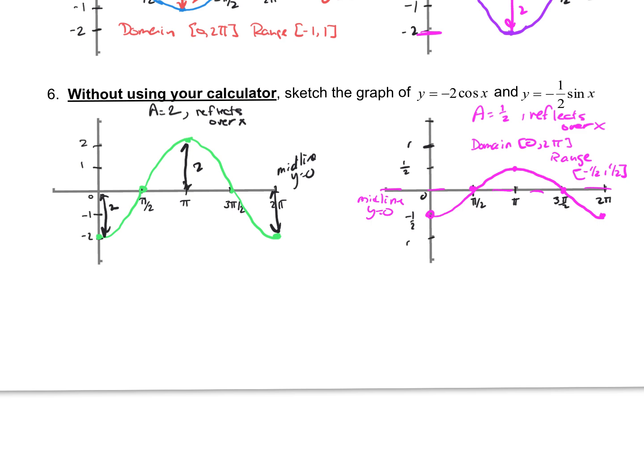Okay, so it's a little bit different from what you look at on the cosine graph. Over here we have the domain, which is 0 to 2 pi. Range is -1/2 to 1/2. And our midline is y equals 0. Okay, that's 7.2.